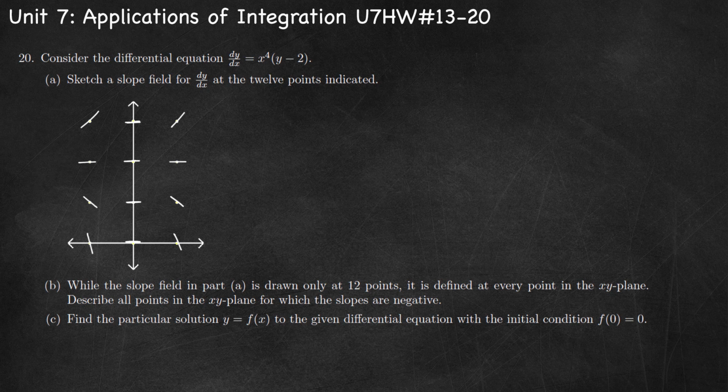Part B, describe all points in the xy plane for which the slopes are negative. So let's look at our slope equation. Dy dx equals x to the power 4 times y minus 2. Well, x is never going to make this slope negative. X to the power 4 can only be positive or 0. So if x is 0, the slope is not negative. So we don't want x to be 0 because we're trying to figure out when the slope is going to be negative. So x can't be 0, or automatically the slope is going to be 0, not negative.